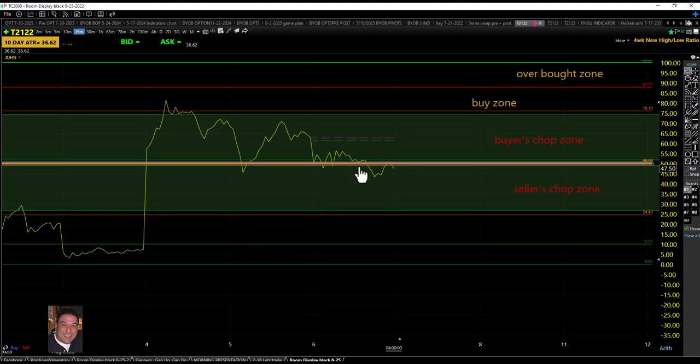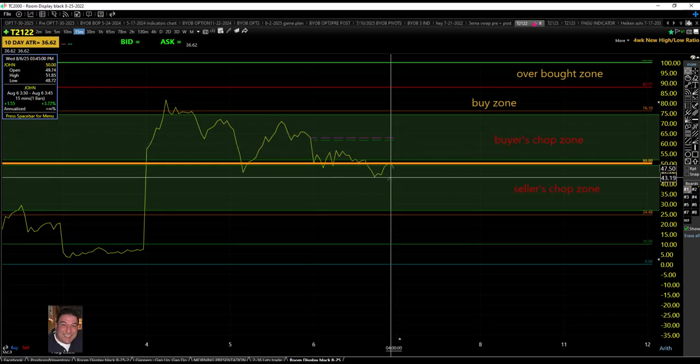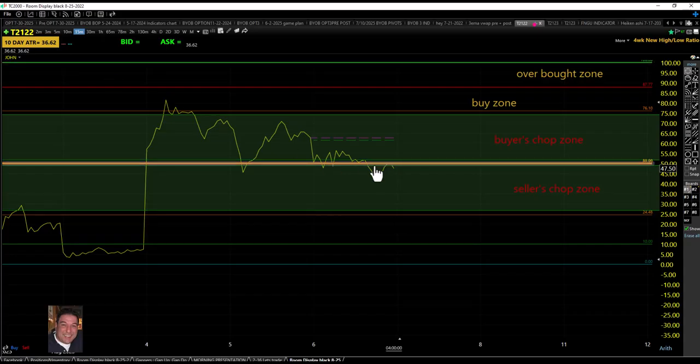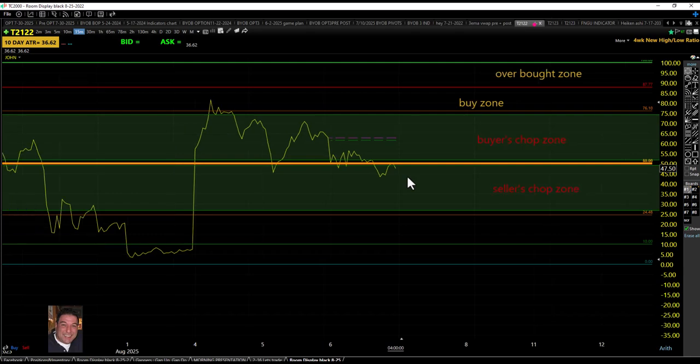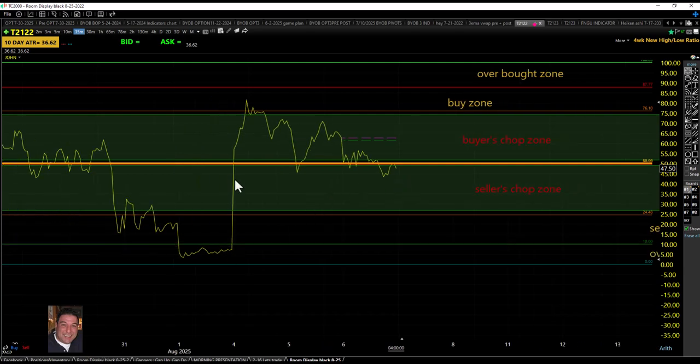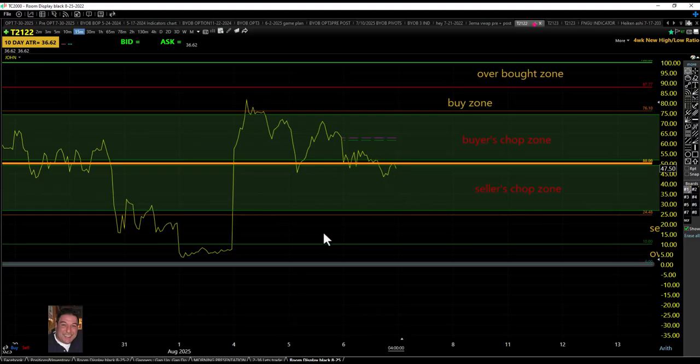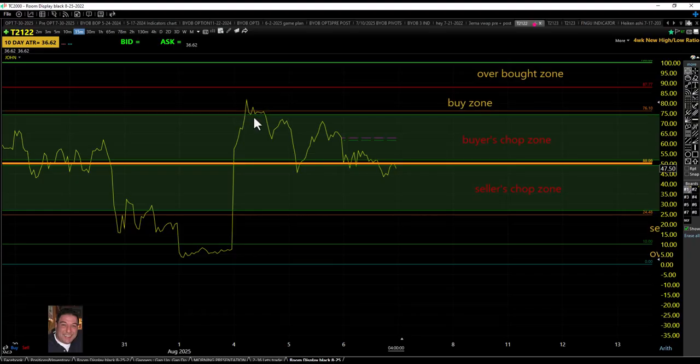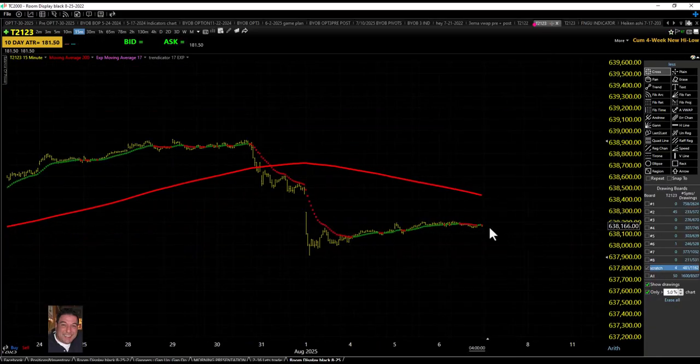So all in all, we got lower highs. See the highs? We got lower highs and lower lows. So not a good sign for T2123, but we're still holding this midpoint area. That's bullish. From this point here, that is a bull flag, right there. So we'll see what happens. For 3 days, they've been just melting inside the buyer's chop zone right there. Take a look at T2123.